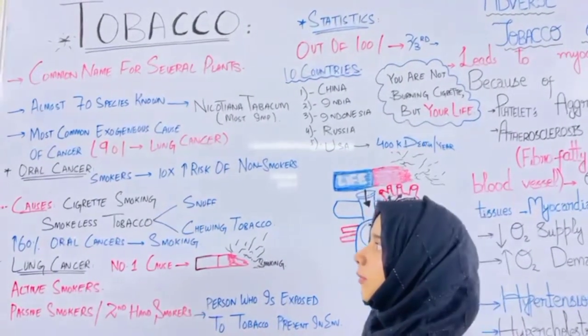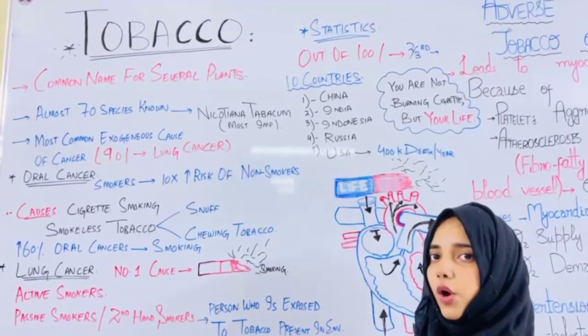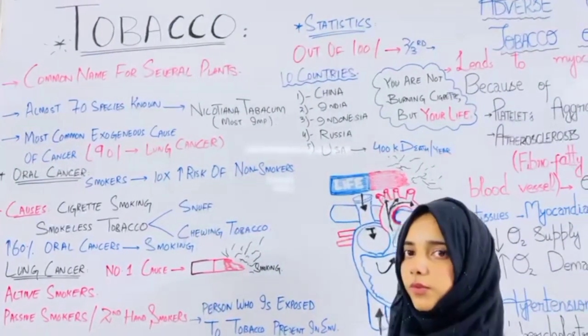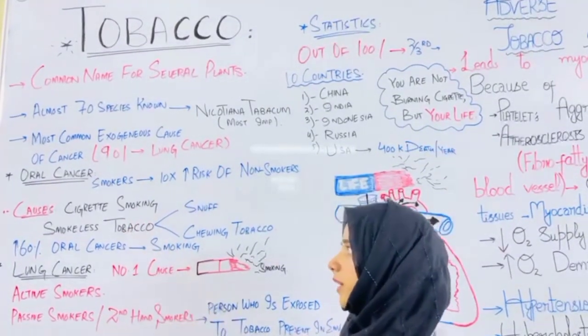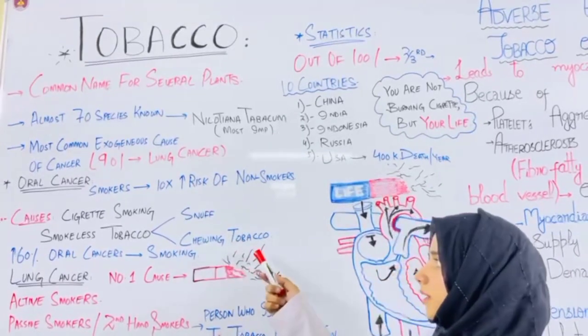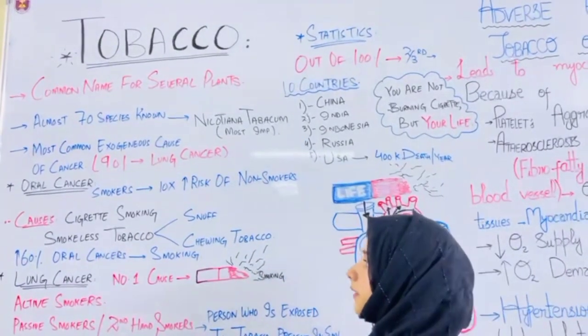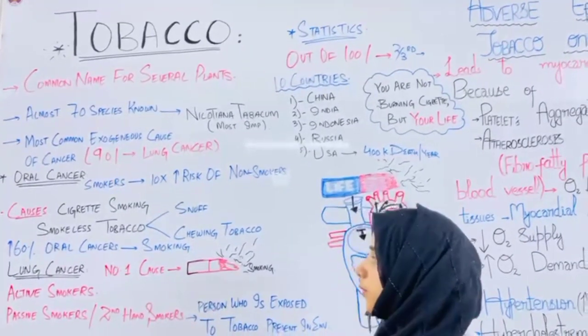When we talk about oral cancer, smokers are at 10 times higher risk of having oral cancer than non-smokers. Causes include cigarette smoking and smokeless tobacco. Smokeless tobacco includes snuff and chewing tobacco, and more than 60% of oral cancers are because of smoking.